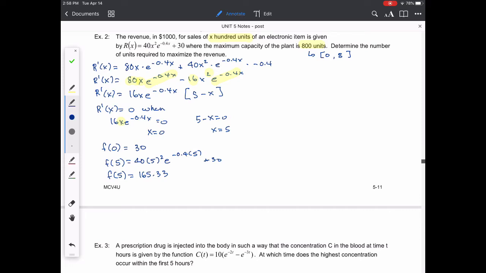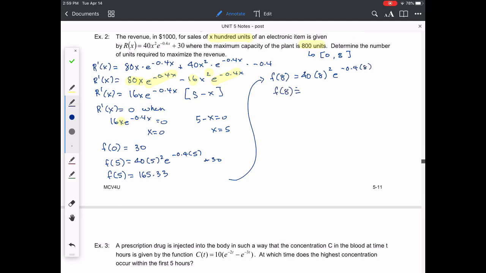And then we have to do one more, right? We still have to do the f of 8. The reason we have to do f of 8 is because the capacity of this facility could only do 800 units, and the units are in hundreds, so that means we have to divide it by 8. So I have to do f of 8. If I do that, we're going to have 40 times 8 to the exponent 2, e to the negative 0.4 times 8. Punch that into my calculator.